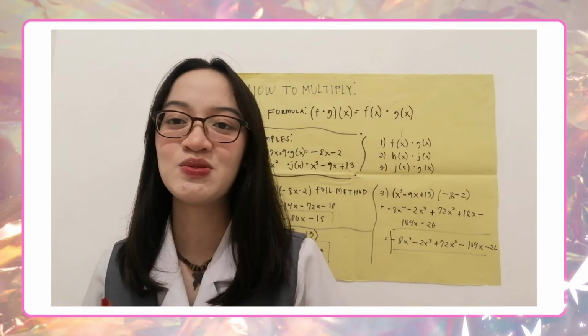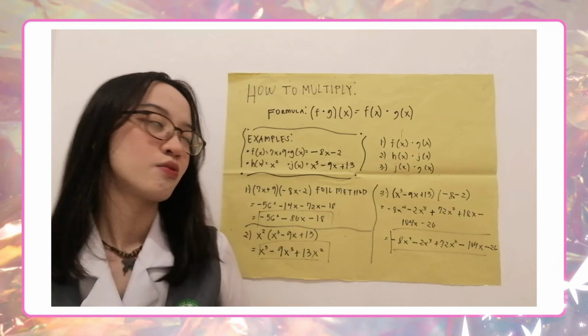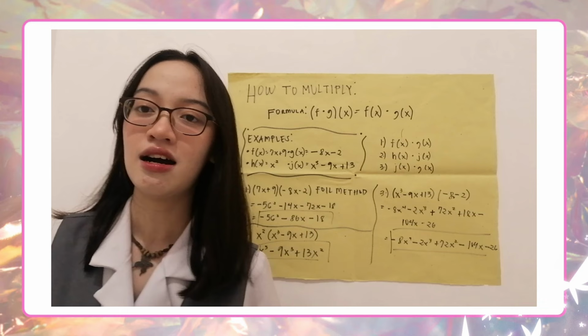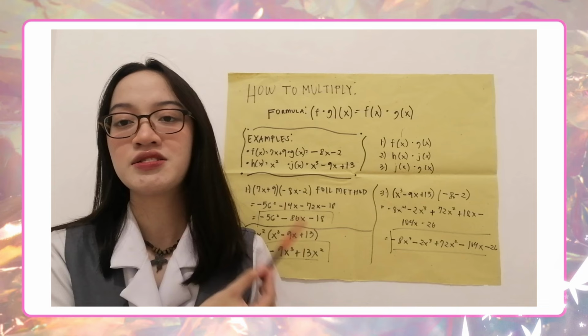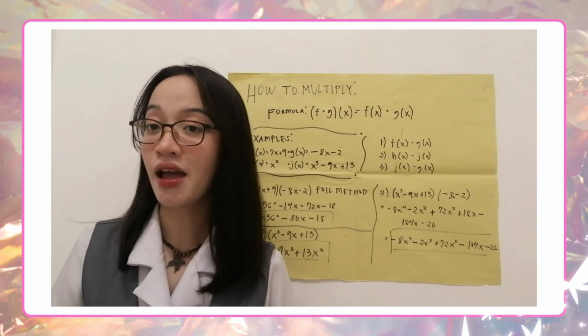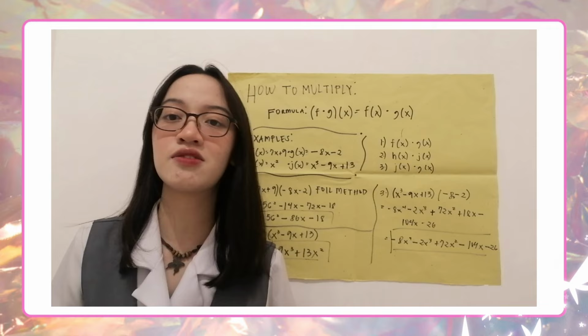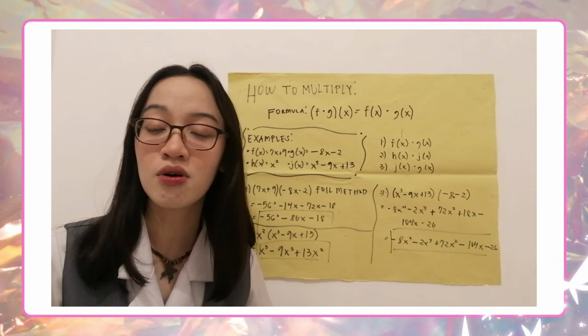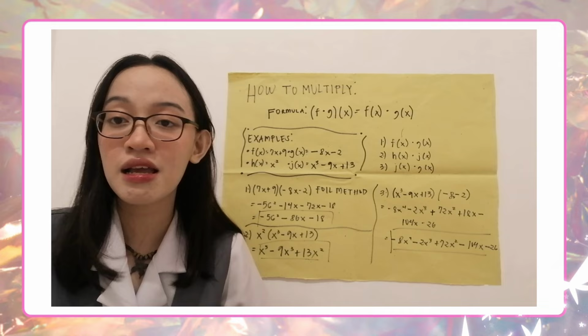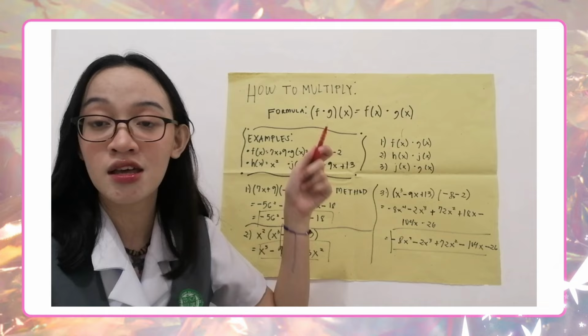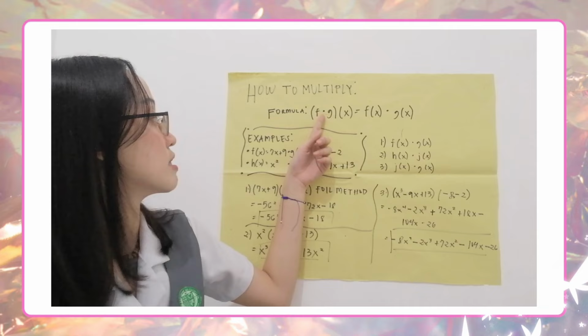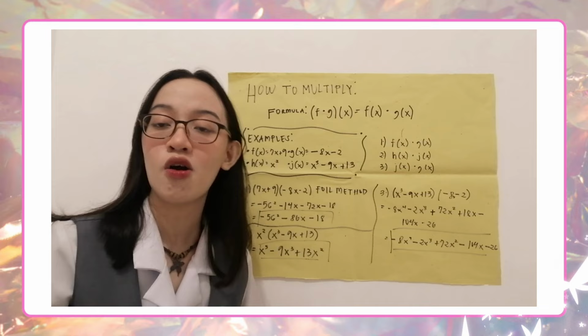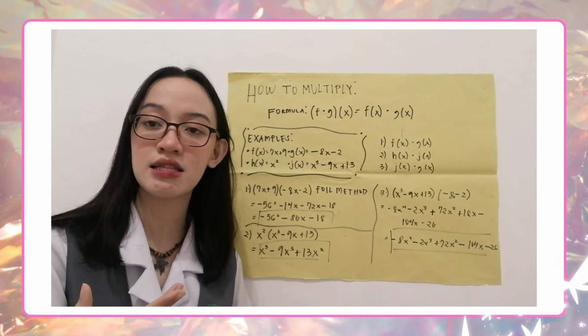So next na tayo, we're going to learn how to multiply. Before we start understanding the formula, naalala niyo ba kung paano mag-multiply nung LM or nung high school tayo? So if you do, then you can easily understand this topic. So, ayun, let's move to the formula. The symbol we used when adding is the plus sign, remember? But in multiplication, we can use the symbol x, or you can also use this dot. So if you see a dot or parentheses just like this, then you can already tell that the operation you're going to use is multiplication.